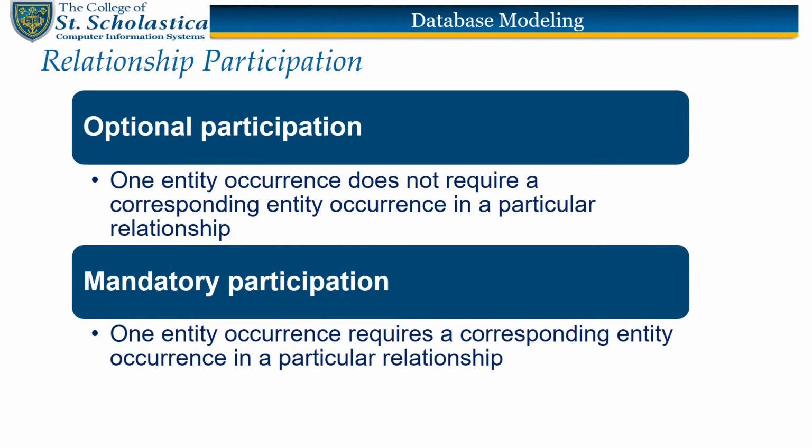Optional participation means that one entity occurrence does not require a corresponding entity occurrence in a particular relationship. Mandatory participation means that one entity occurrence requires a corresponding entity occurrence in a particular relationship. If no optionality symbol is depicted, the entity is assumed to exist in a mandatory relationship with the related entity.